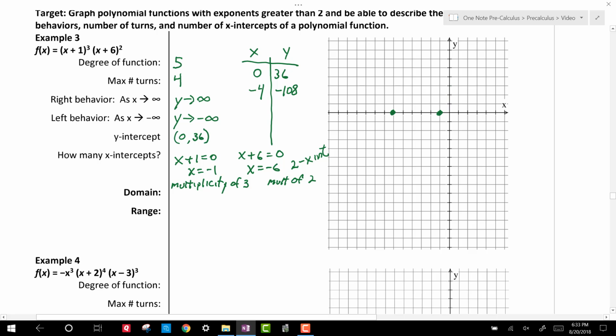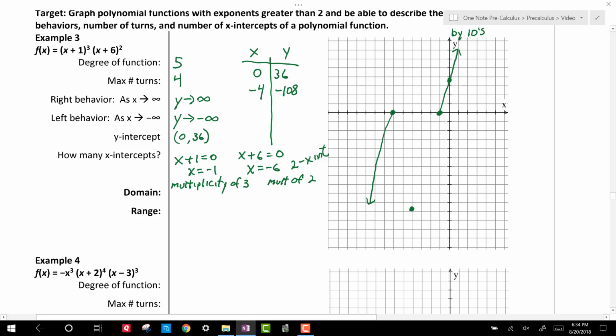So I'm going to need to scale down to negative 108, and so I'm going to go by tens. So I'm going to change my y-axis to go by tens. So I can graph my y-intercept at 10, 20, 30, 36 would be somewhere right around here. The right side of my graph is going up like that. At negative 4, I need to go down to negative 108. So that's 10, 20, 30, 40, 50, 60, 70, 80, 90, 100, so negative 108 would be down in there somewhere. All right? And on the left side of this graph, I also have to be going down this direction.